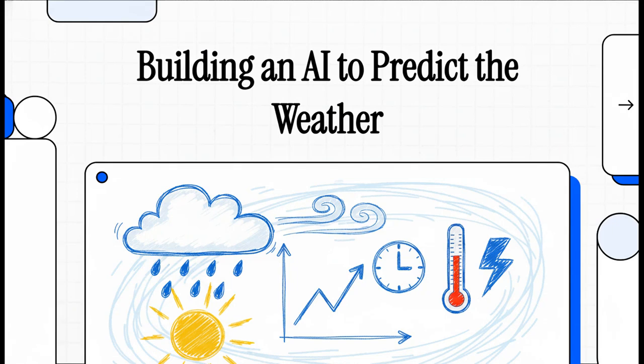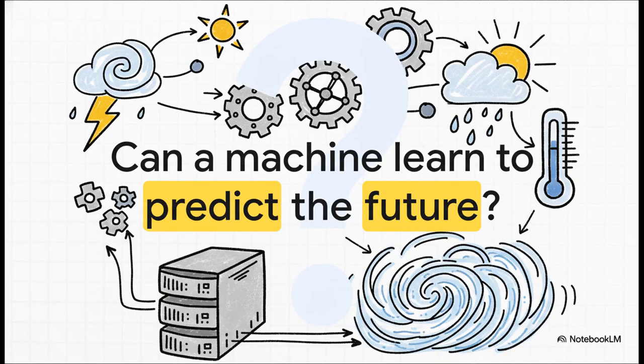Today, we're going to try something really cool. We're going to build an artificial intelligence and teach it to predict the future. Now, we're not talking stock prices or anything like that. We're starting with something we all know, something we feel every single day, the weather. And that really gets to the heart of it, doesn't it? Can a machine actually learn to see what's coming?